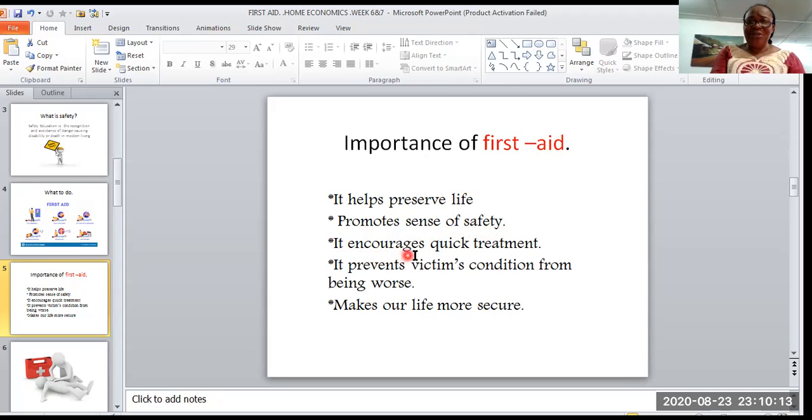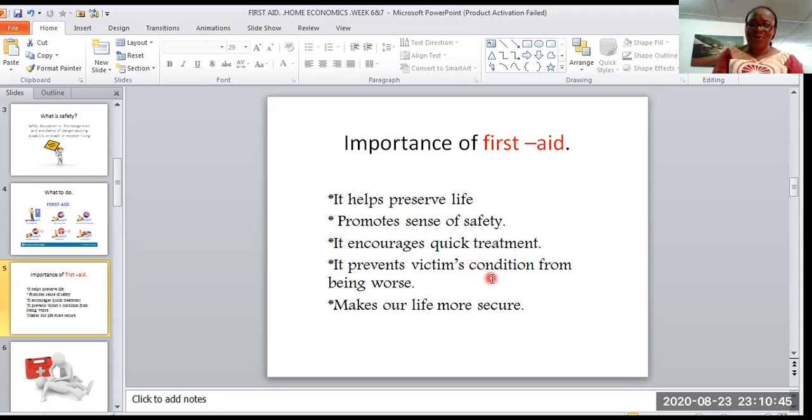First aid encourages quick treatment. Instead of leaving the injured person, like that little girl now, that was left just like that until the doctor came, the first aider would have done something to soothe the pain of that child and relieve her of that burning sensation she was passing through. So, first aid encourages quick treatment.